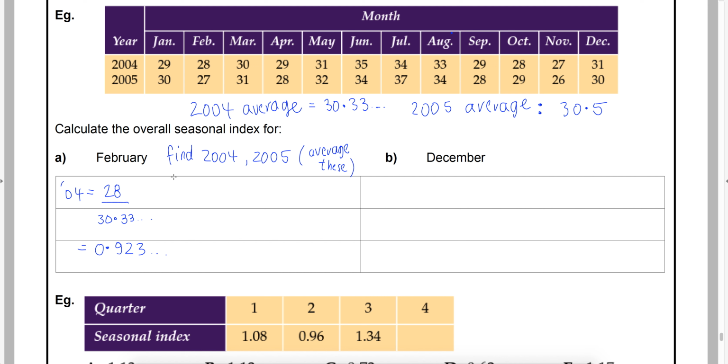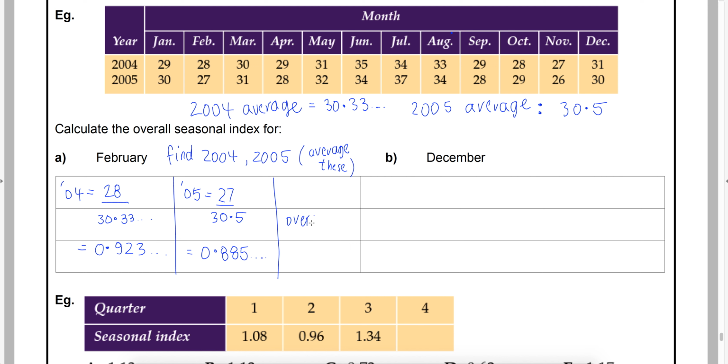And then I'll just split this in half. 05 will be 27 divided by that average, which was 30.5. So 27 on 30.5 comes out as 0.885. Dot, dot, dot. And then, of course, I find the average of these. So I add them together, divide by 2.